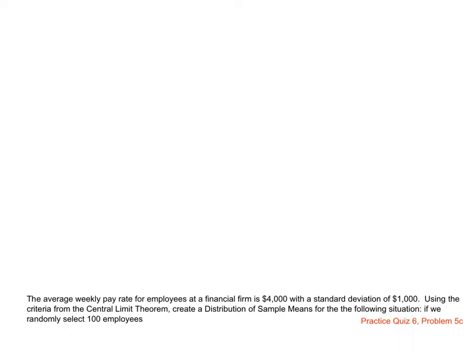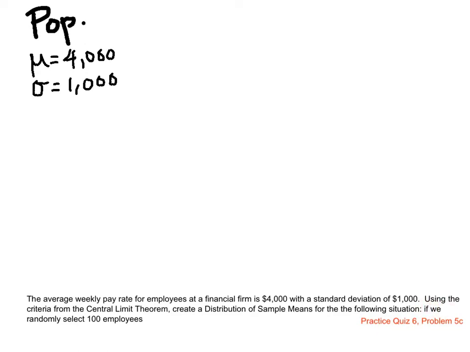This is practice quiz 6, problem 5C, and I'm going to start reading the problem, and as I read it, I will highlight what I need from each of these sentences. The average weekly pay rate for employees at a financial firm is 4,000 with a standard deviation of 1,000. So here we're told about a population. And this population has a mu of 4,000 and a standard deviation of 1,000.